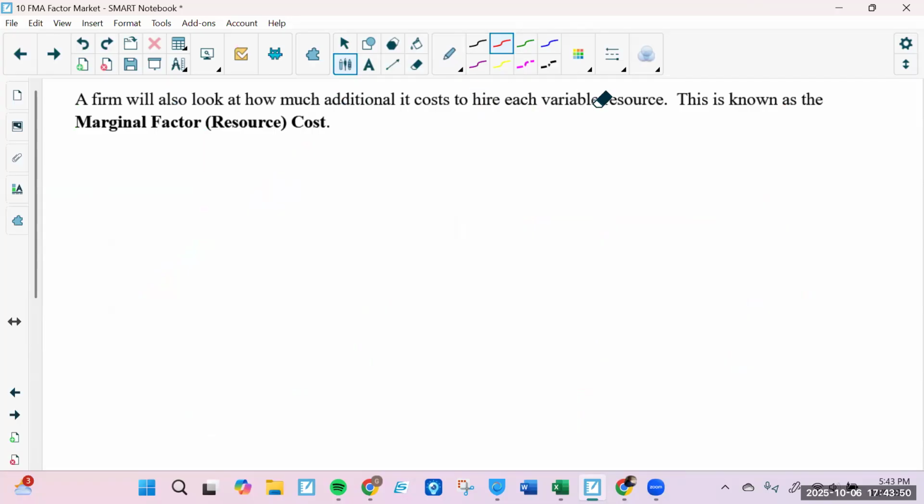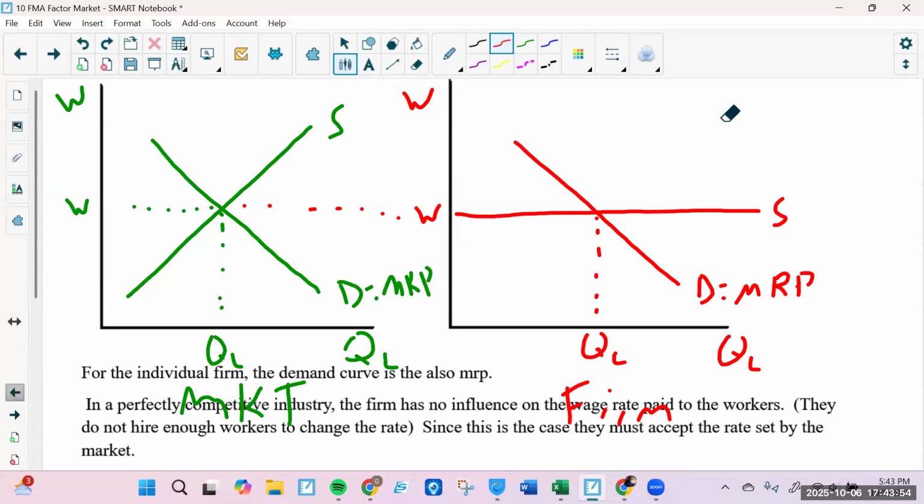of hiring the worker. Okay, well, in this example here, if the wage is $10 an hour, how much does it cost to hire another worker for an hour? $10. What if we hire him for another hour? $10 more. What if I hire him for another hour? $10 more. So the additional cost of hiring another worker is the wage rate for a perfect competitive firm.